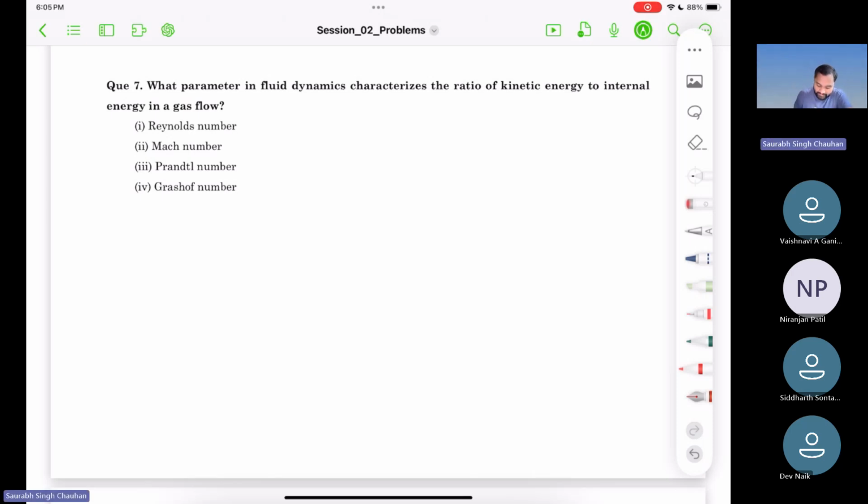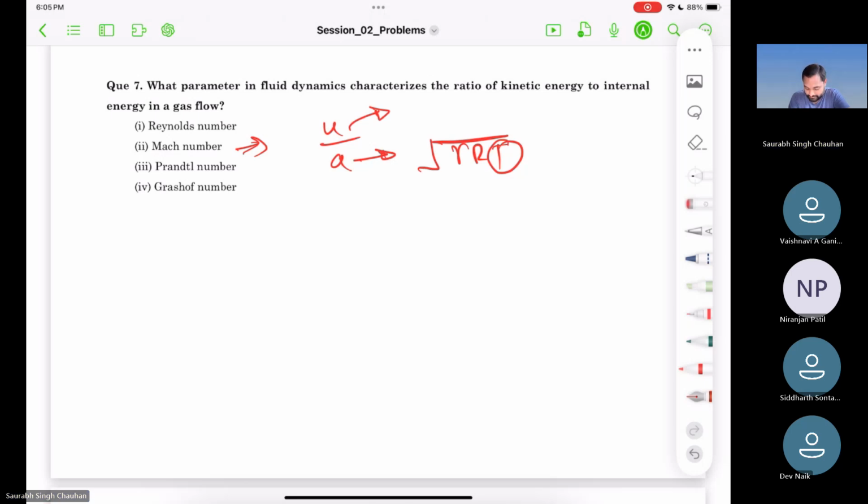Okay, the Mach number is equal to the speed of flow over the speed of sound. The speed of sound is the square root of gamma RT, and U is the speed of flow. This temperature is directly related to internal energy. For ideal gases, internal energy is only a function of temperature, right?